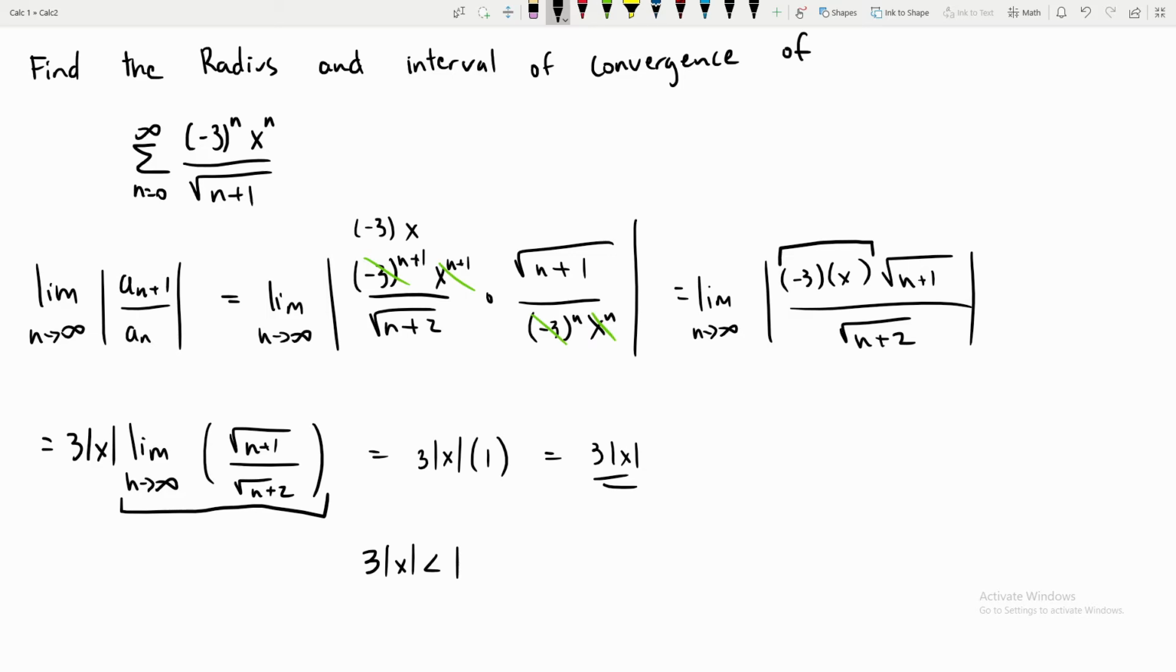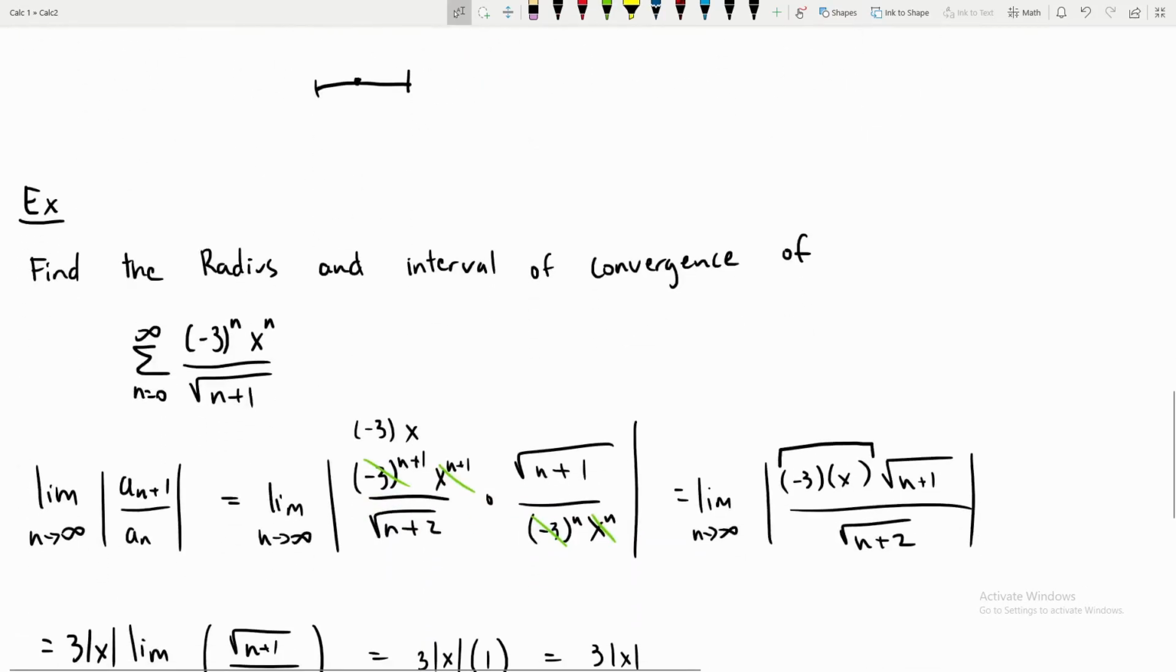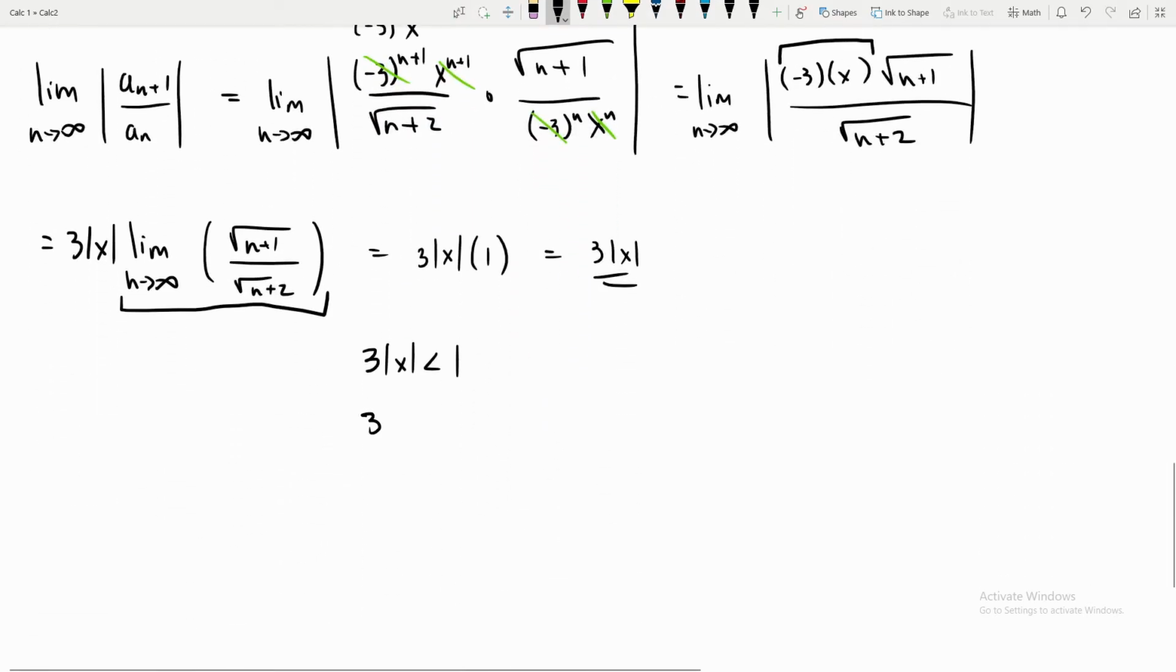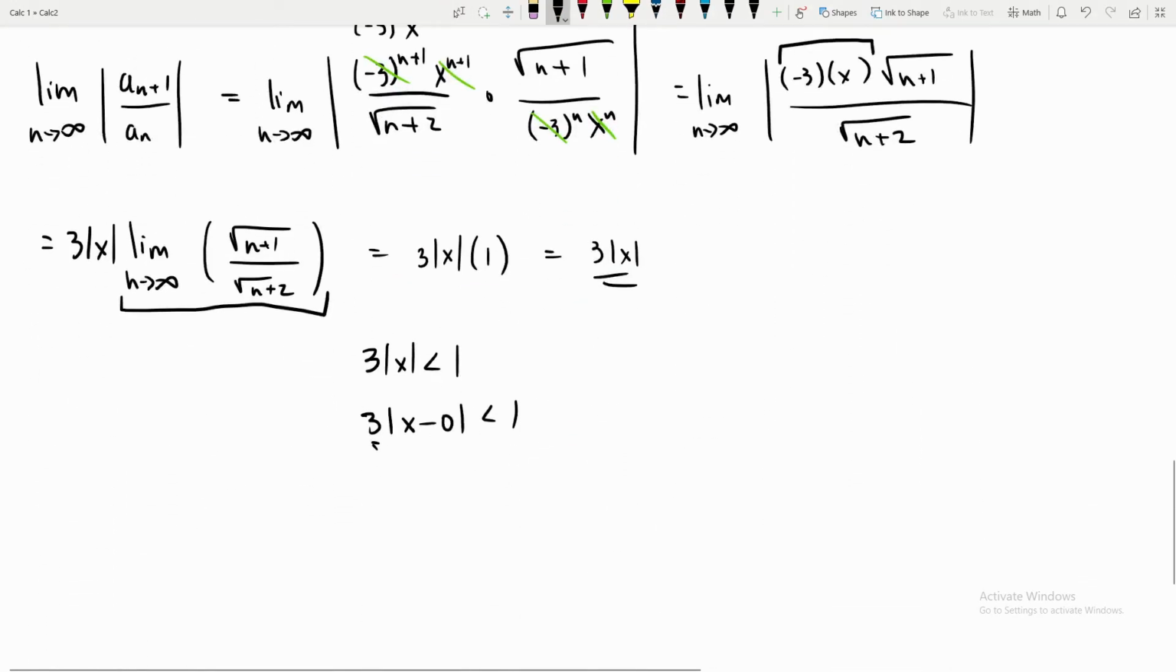So now that we have this expression built, we need to find the radius and the interval of convergence. If we go back and look at how we find the radius of convergence, we basically need something in the form of this expression. And we kind of have that already. We, in a sense, have 3 times the absolute value of x minus 0 is less than 1. However, we have this extra 3 over here, which was not shown in this expression right here. So we need to get rid of that 3, and the way we can do that is by dividing it out. So we're going to get that the absolute value of x is less than 1/3.